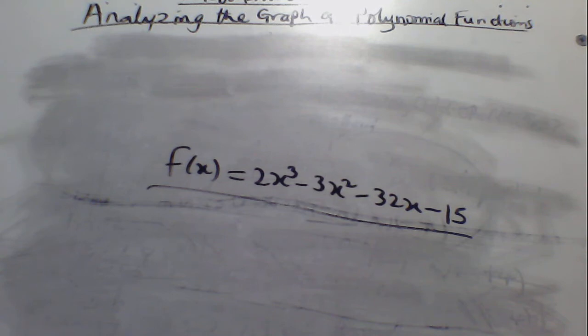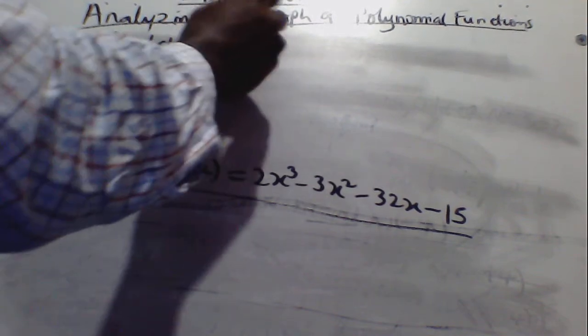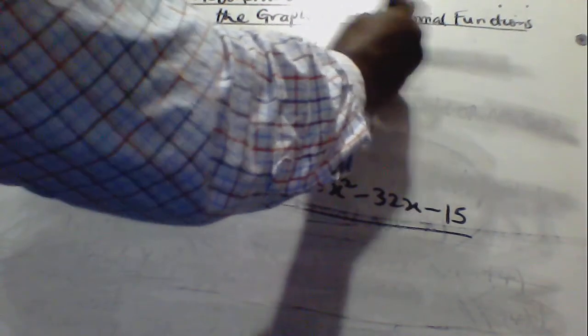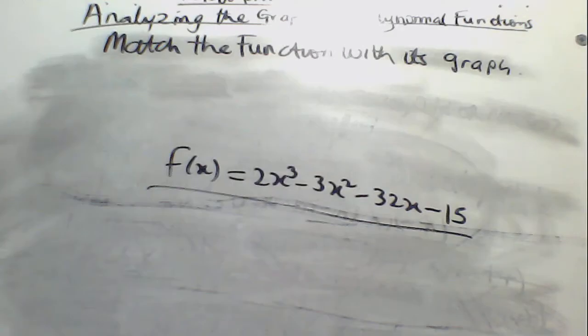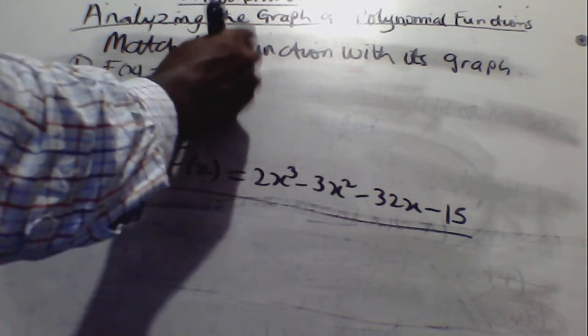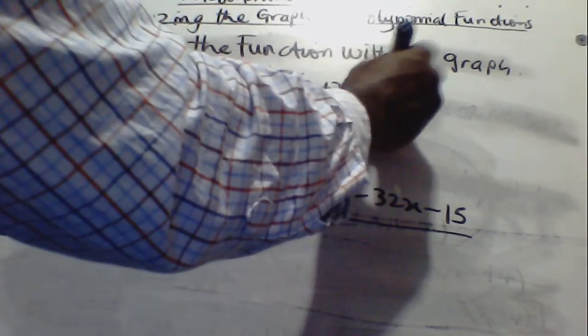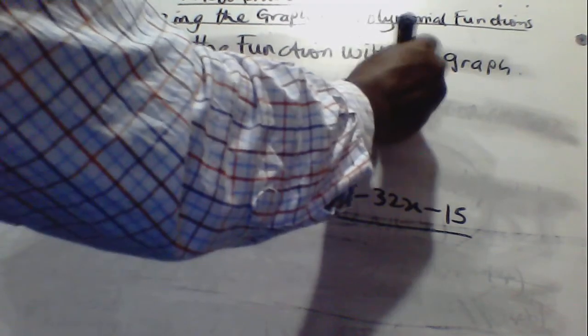So finally, match the function with its graph. The first function is f(x) equals (x minus 1)(x minus 2)(x plus 2). Then the second function, we are required to do what? Match the graph with its function.